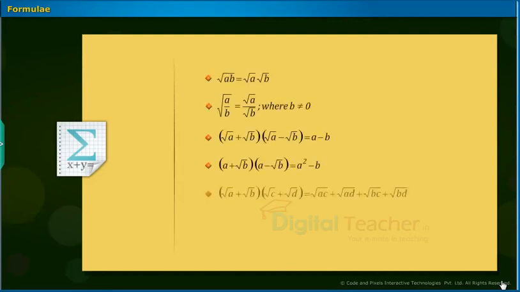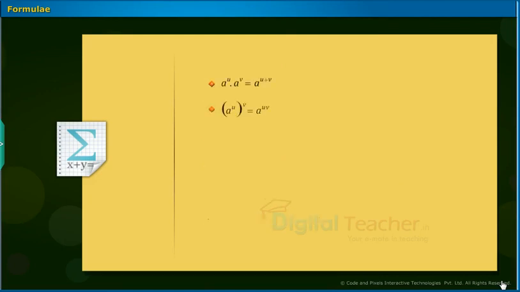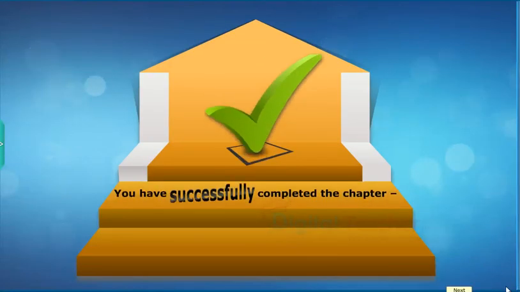Let us list out the properties involved in this chapter. You have successfully completed the chapter Real Numbers.